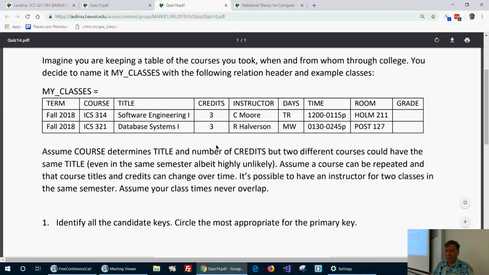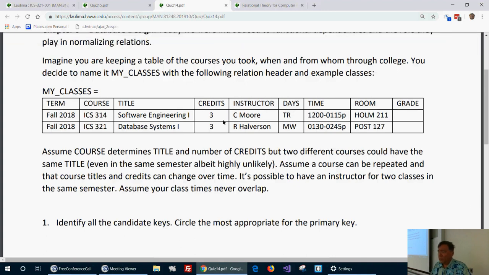And there's not really any other functional dependencies in between these fields. And that's because we don't know anything more about these fields. We're not smart enough to know that, well, in a particular term, a particular course is going to have the same number of credits, so there's actually kind of a relationship there and all that. So assume that course determines title and number of credits. So course determines the title and the number of credits.